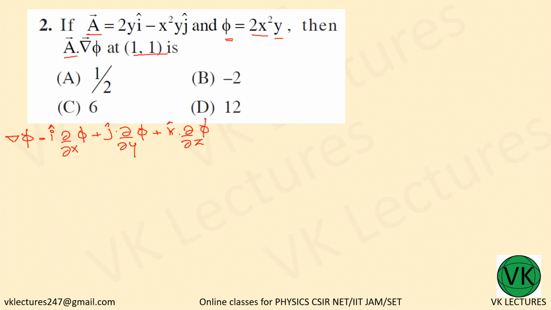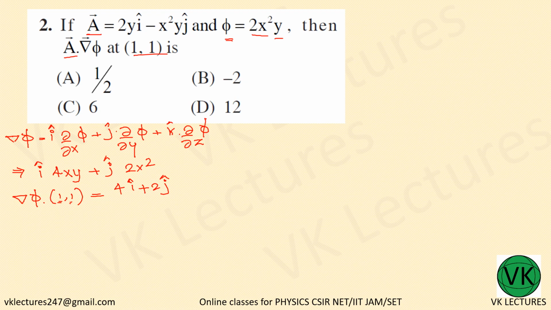Now that can be written as i times dou by dou x of phi. This is our phi, 2x square y, that is nothing but 4xy, plus j times dou by dou y of phi, that is 2x square. Now what is del phi at 1 comma 1? Just put the value of x and y equal to 1 and 1. So what you will get is 4i cap plus 2j cap.